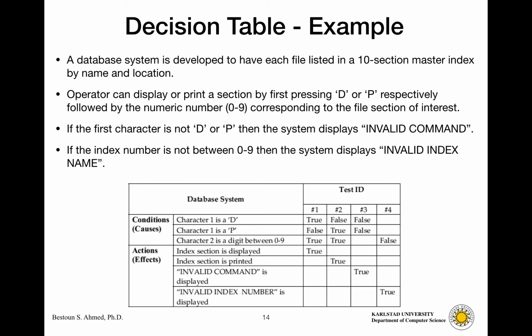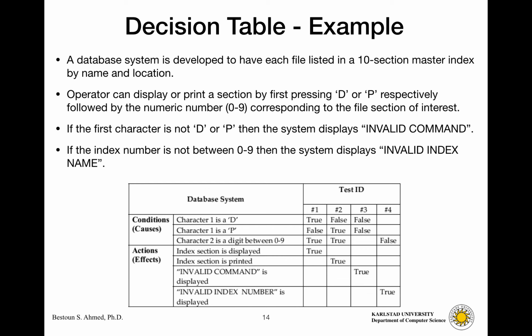Based on this table, you go to the software and run it. And also, if D is false but P, which is print, is true, it means the software will print, provided the index is between 0 and 9, which is true in test number 2. Then the output will be the value of that index printed. Now, if the character is not D or P, never mind. That's why this cell is empty. It means I don't care.